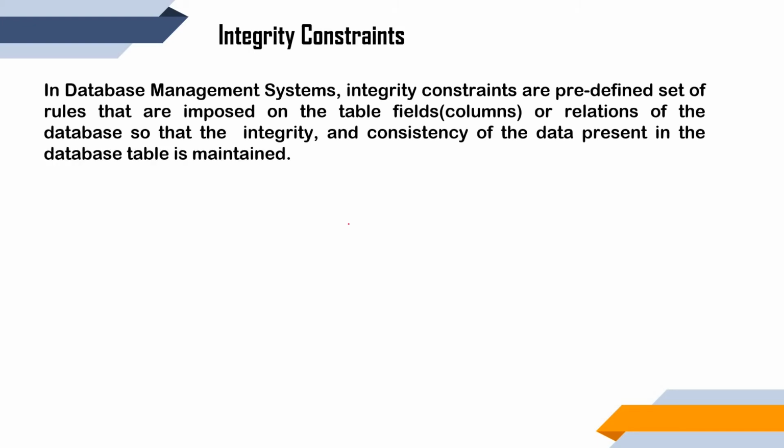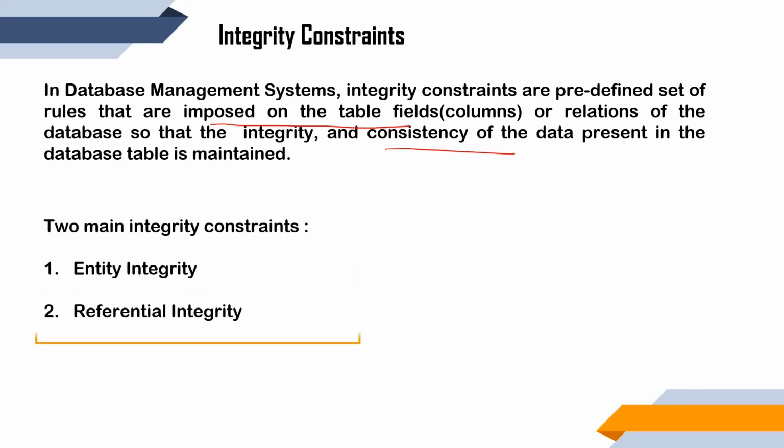What do we mean by integrity constraint? Integrity constraints are a predefined set of rules which is given on the table structure so that the integrity and consistency of the data present in the table is maintained. We are imposing this constraint. Two main integrity constraints which we can impose are entity integrity, and the second one is referential integrity.